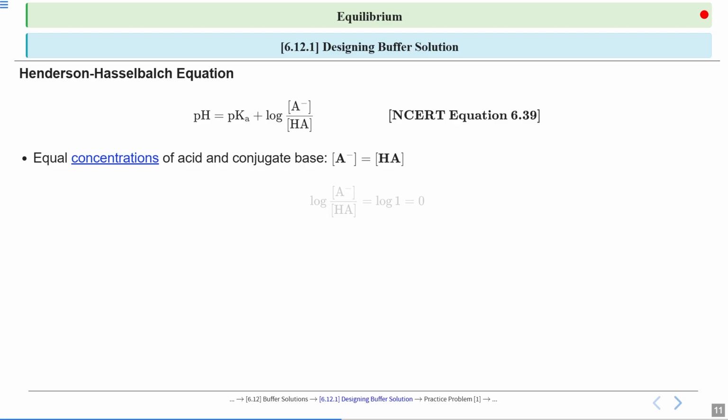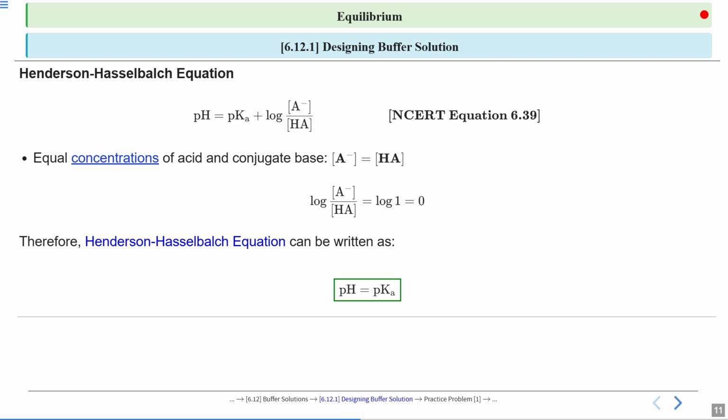If you do so, what will happen? Your extreme term, which is log A minus by HA, will be reduced to log 1, and you know that log 1 has a value of 0. So your whole right term will be equal to 0. Therefore, your Henderson-Hasselbalch equation can be written as pH equals pKa. This is only followed if you have the same concentration of the weak acid and its conjugate base from a strong base. So this is very, very important to remember.